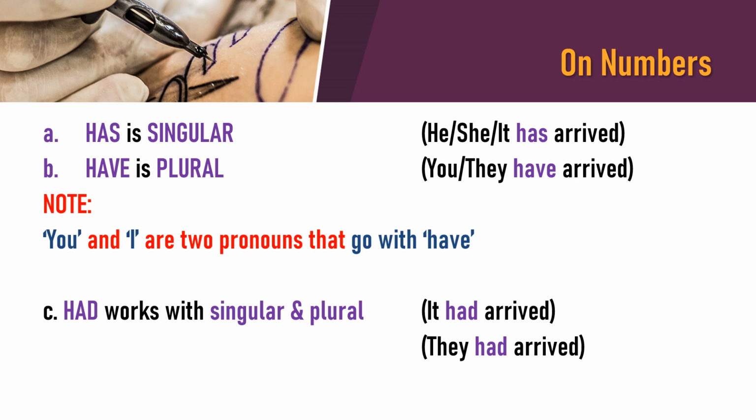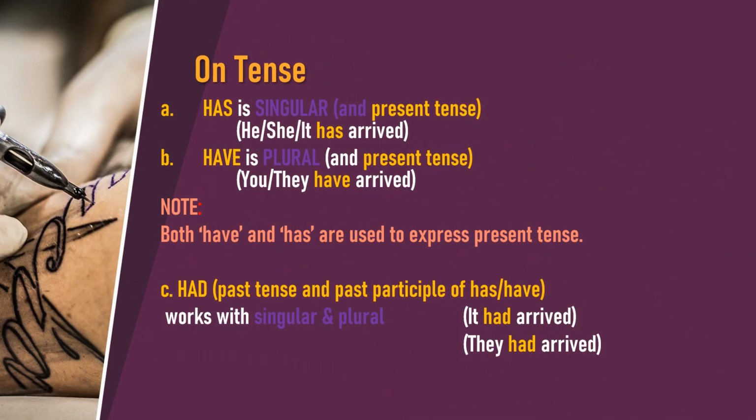So let's go to C, had. It works with singular and plural. It had arrived, they had arrived. Okay? Now, why is it had, whether it's singular or plural? Like I said, the answer is clear when it comes to tenses. So on the aspect of tenses, that question on why had goes with have and has at some other time is answered here.